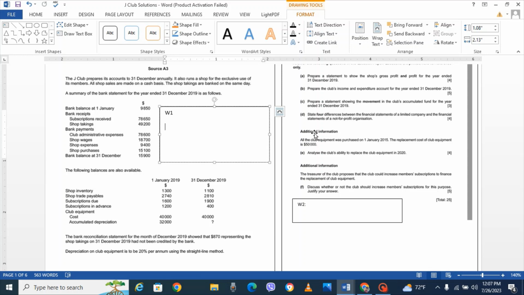In requirement number 8, the question has asked you to show the SOP's gross profit and profit for the year ended 31st December 2019. So as for this, you can go through the preparation of the SOP trading account. So let's go through the preparation of it.